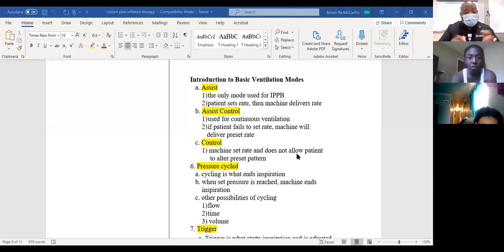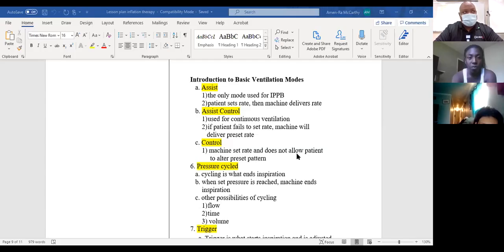Okay, I got you set at 12, but you want to do 20. All right, do 20. Have at it, right? It'll let you do that, but it's still going to give you what's set, okay? But if for some reason you fall back out and can't set your own rate anymore, assist control is going to give you that preset rate, okay? Kind of a fail safe, right? And an apnea alarm will go off, and the machine will kick back into breathing what you have set, okay?